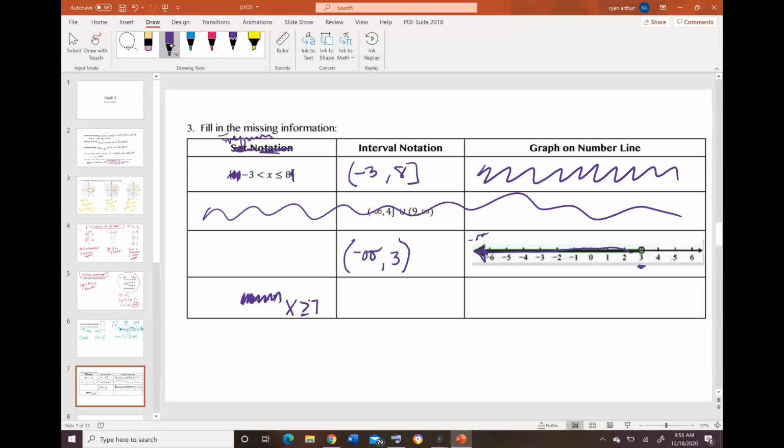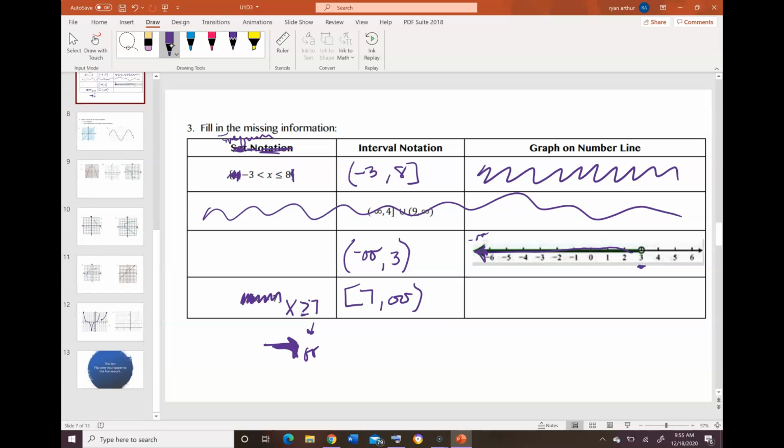Okay? This inequality, it says my x's are greater than or equal to 7. See how that arrow is pointing to the right? Well, to the right is going to be positive infinity. So it's saying I'm going from 7 to positive infinity. Infinity is a parentheses. That can equal 7, so it's a bracket. Okay? All right.